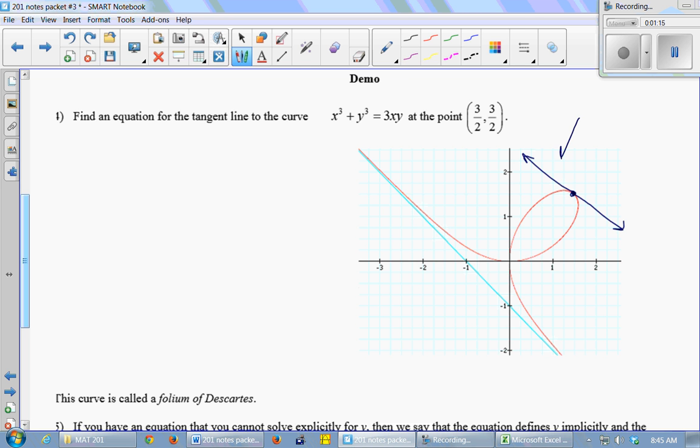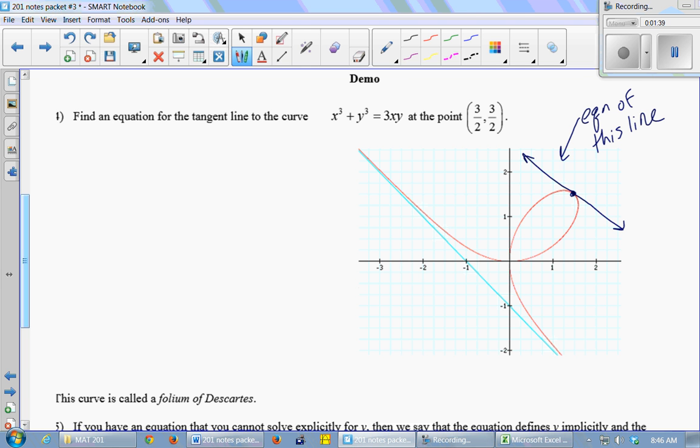So I'm looking for the equation of this line. It looks like it's got a slope of -1. But let's verify that that's the slope.